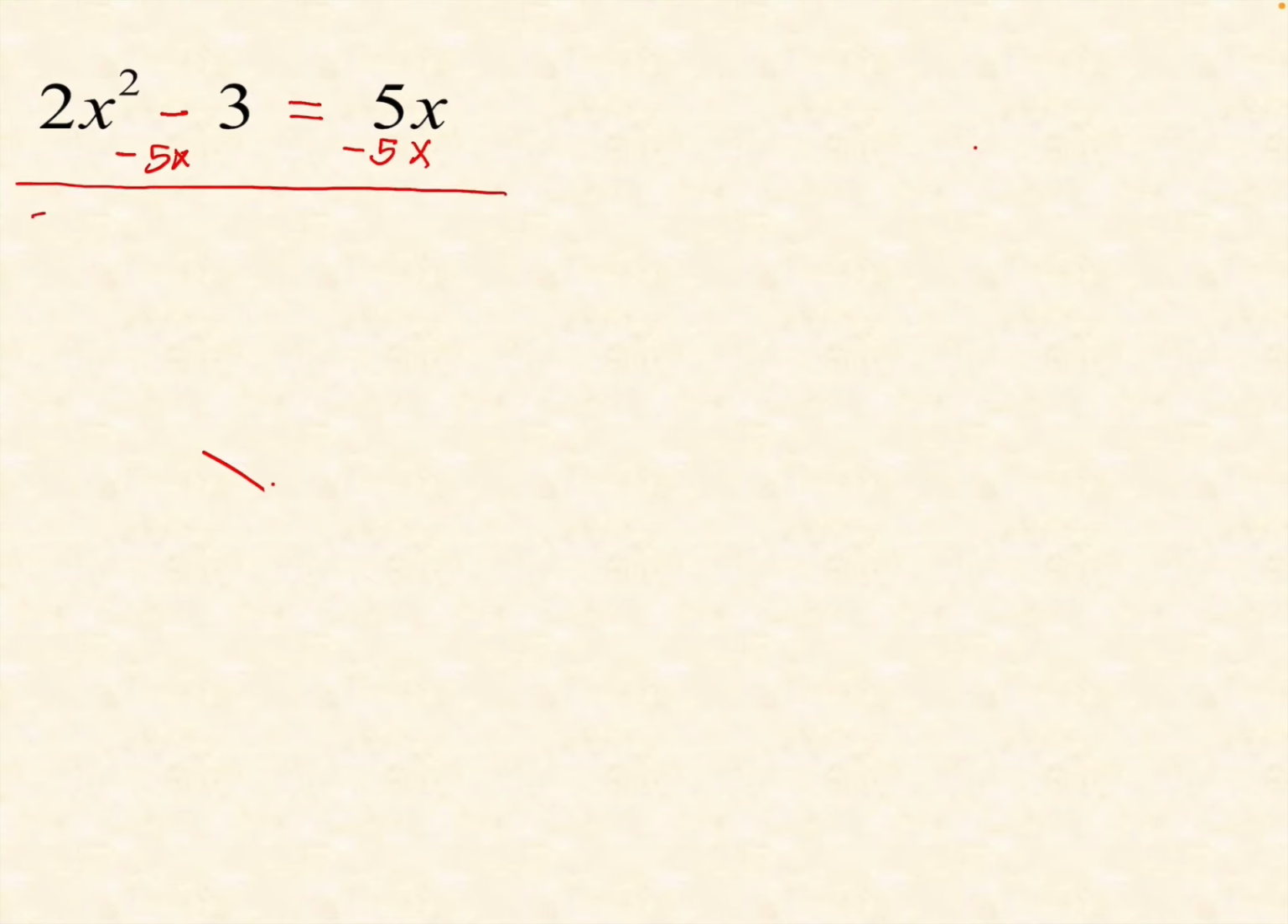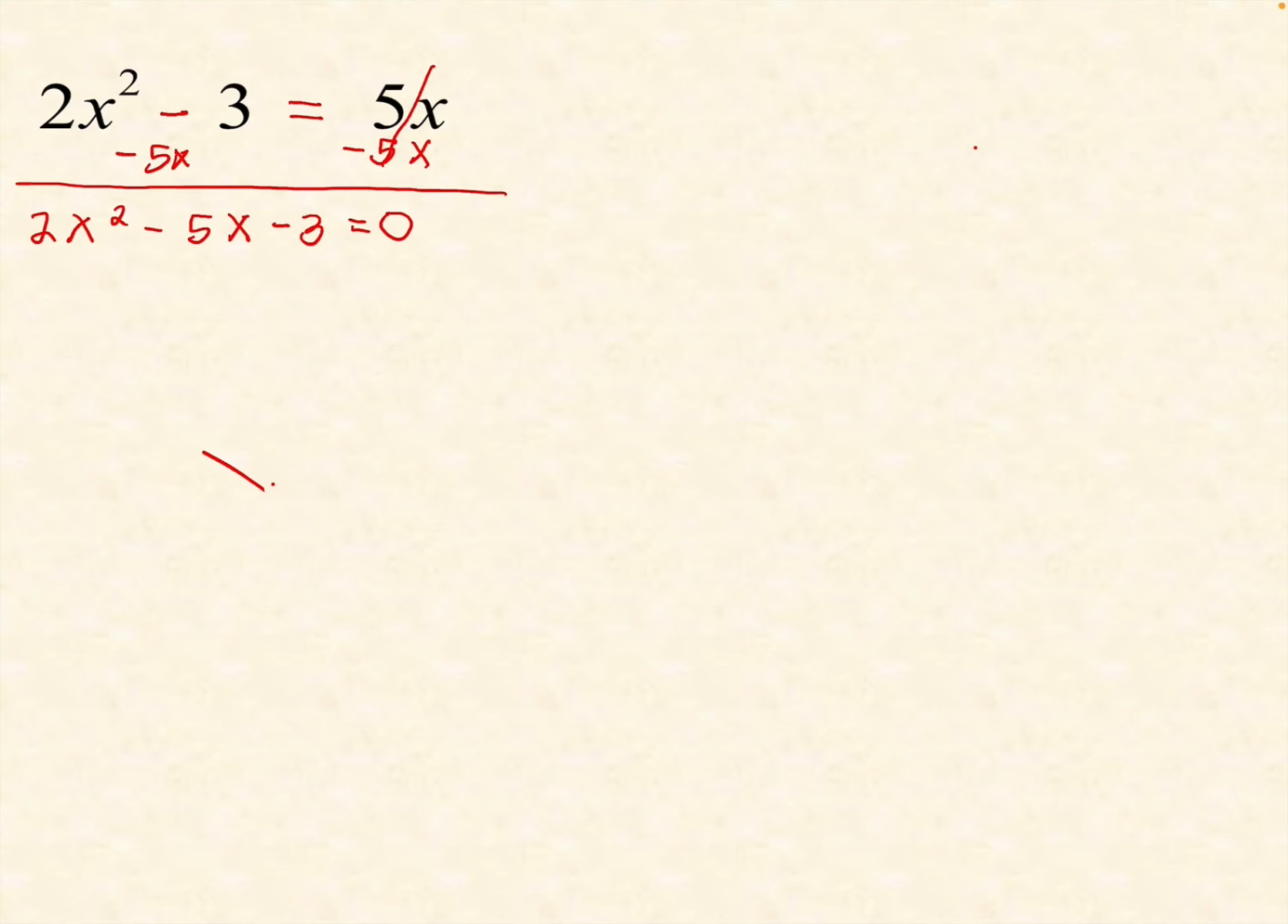Okay, let us have another example. We have here 2x squared minus 3 equals 5x. We need to follow the standard form of a quadratic equation, so we need to get the opposite of 5x. That is negative 5x. We're going to write negative 5x on both sides of the equation. So you now have 2x squared minus 5x minus 3 equals 5x minus 5x, that will be 0.